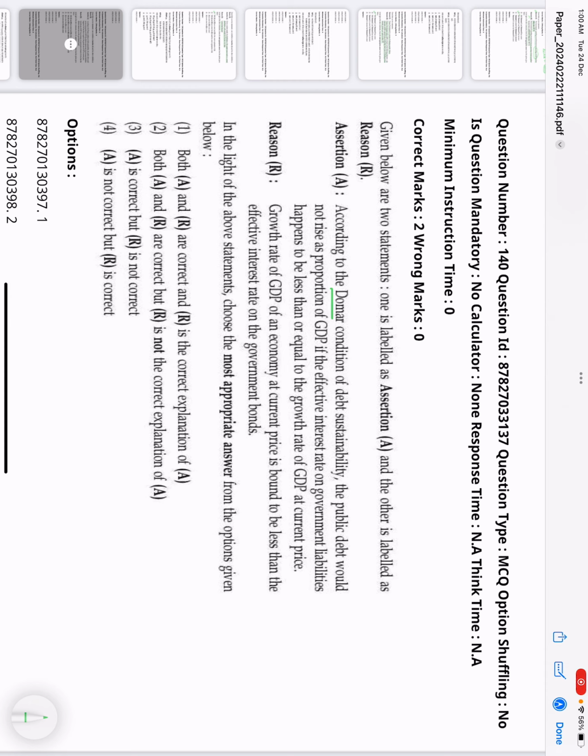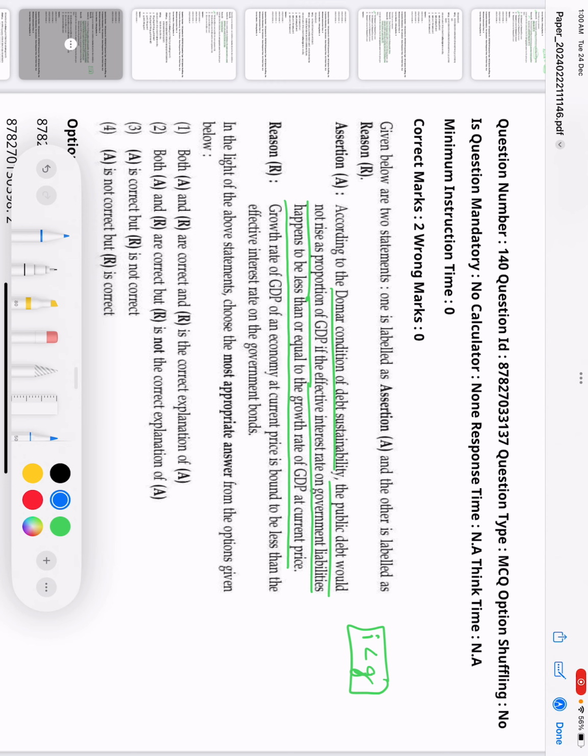According to the Domar condition of debt sustainability, the public debt would not rise as a proportion of GDP if the effective rate on government liabilities happens to be less than or equal to the rate of growth of GDP. So the condition is, if the interest rate is less than the growth rate, then the debt is sustainable. So the public debt would not rise as a proportion of GDP if the effective interest rate on government liabilities happens to be less than or equal to the growth rate of GDP at current prices.